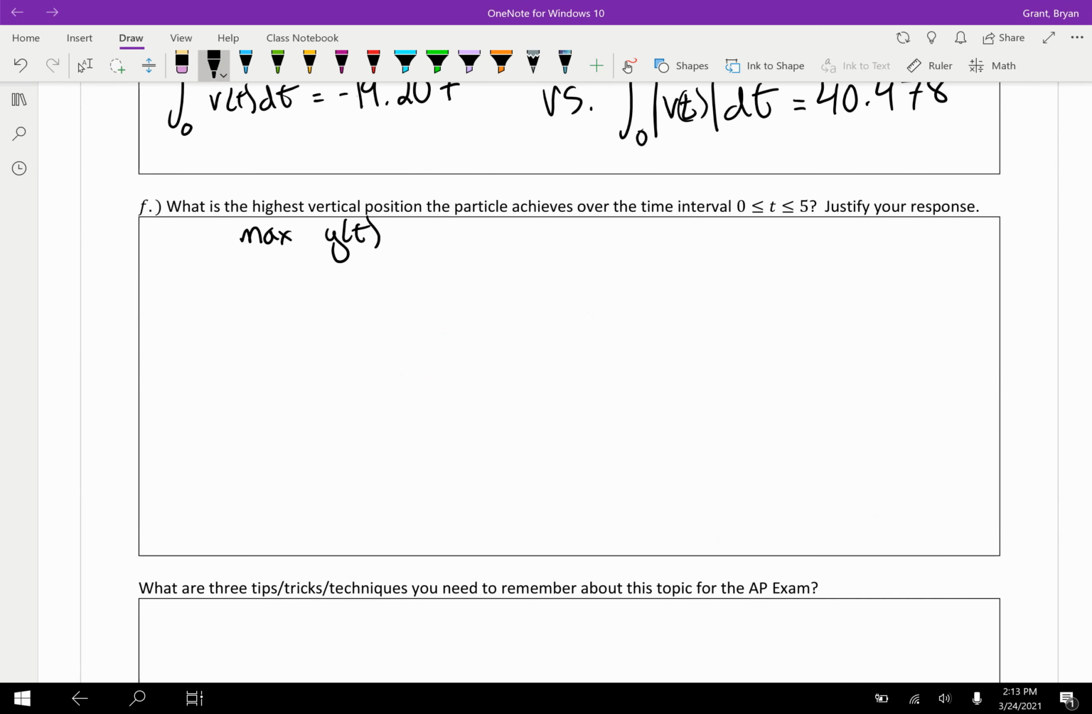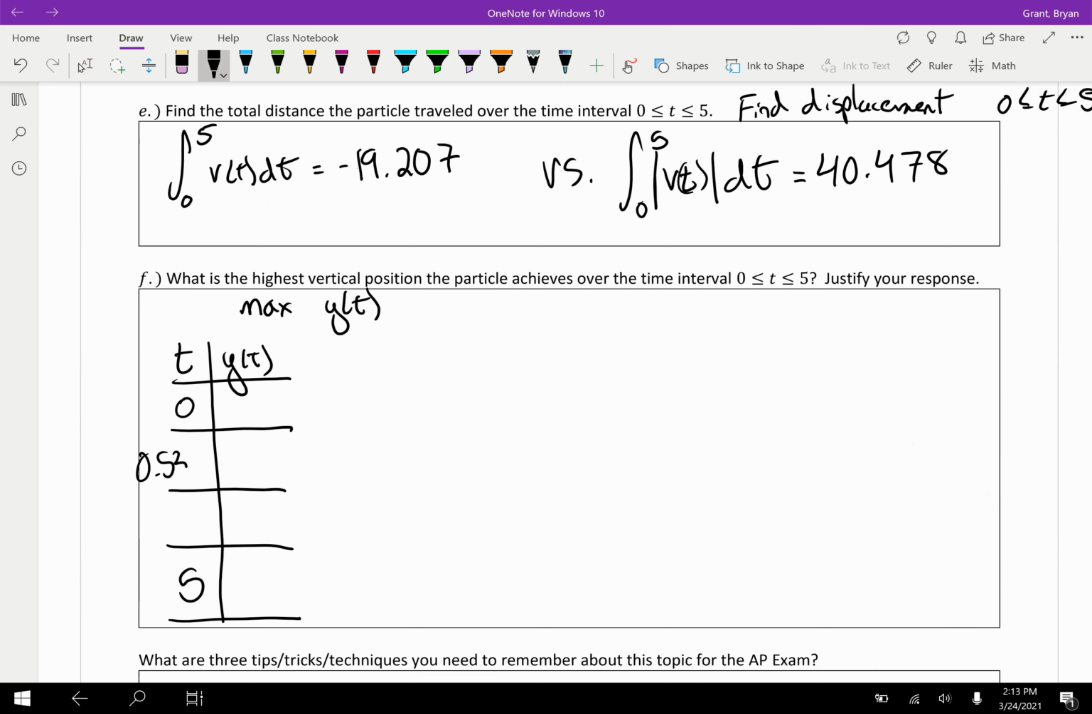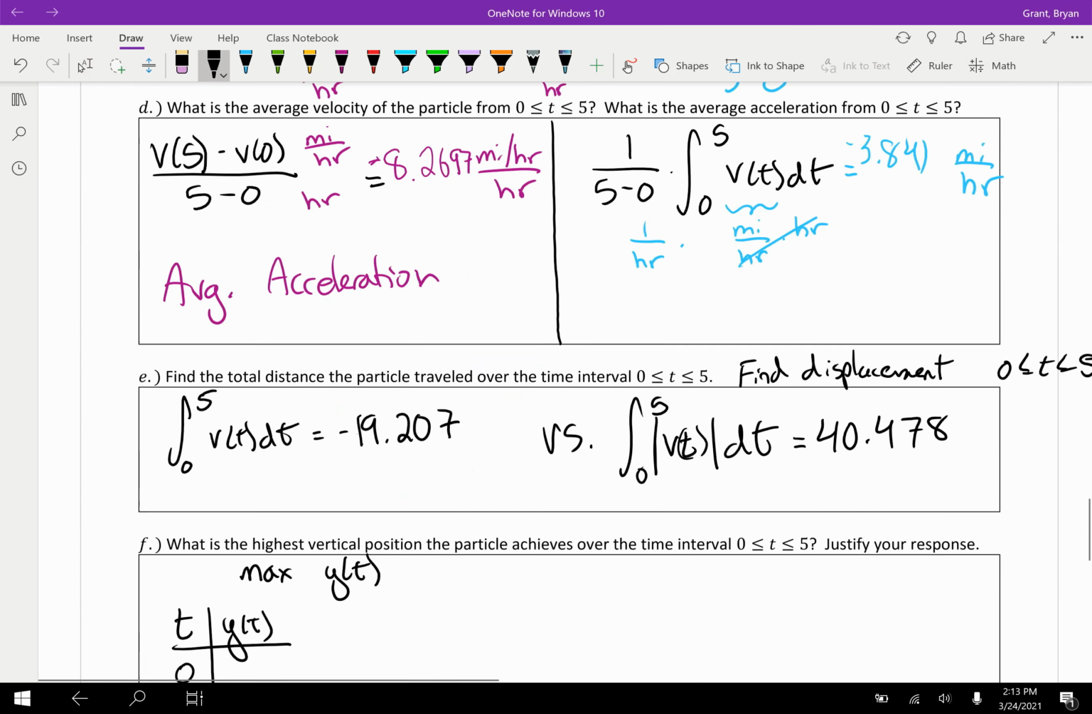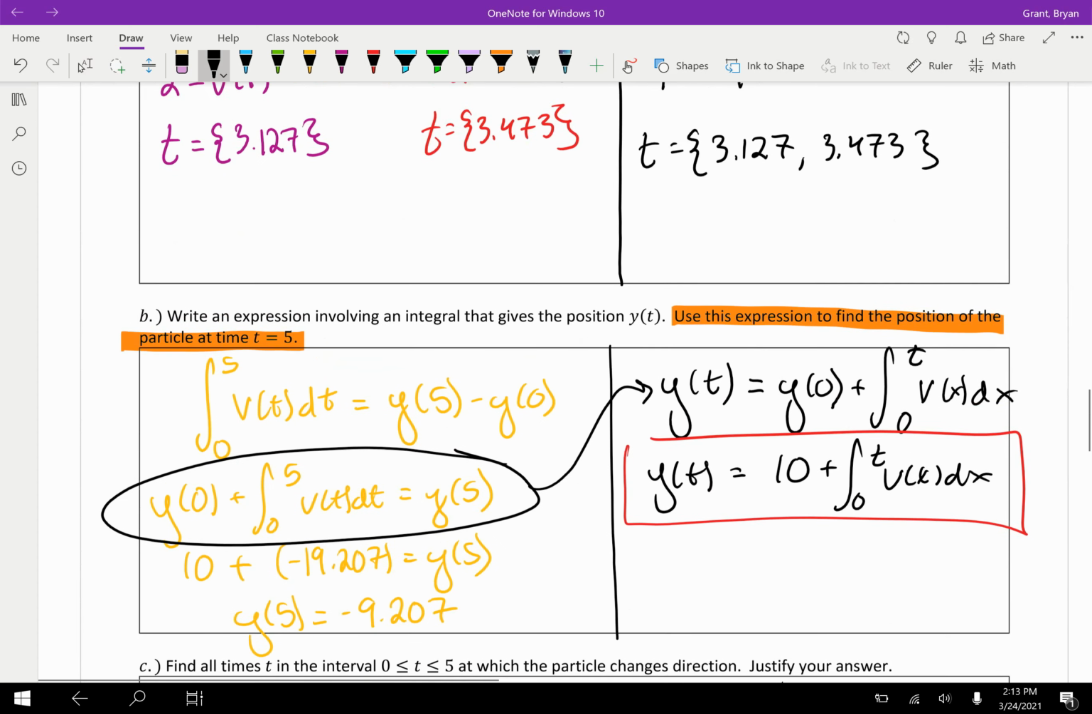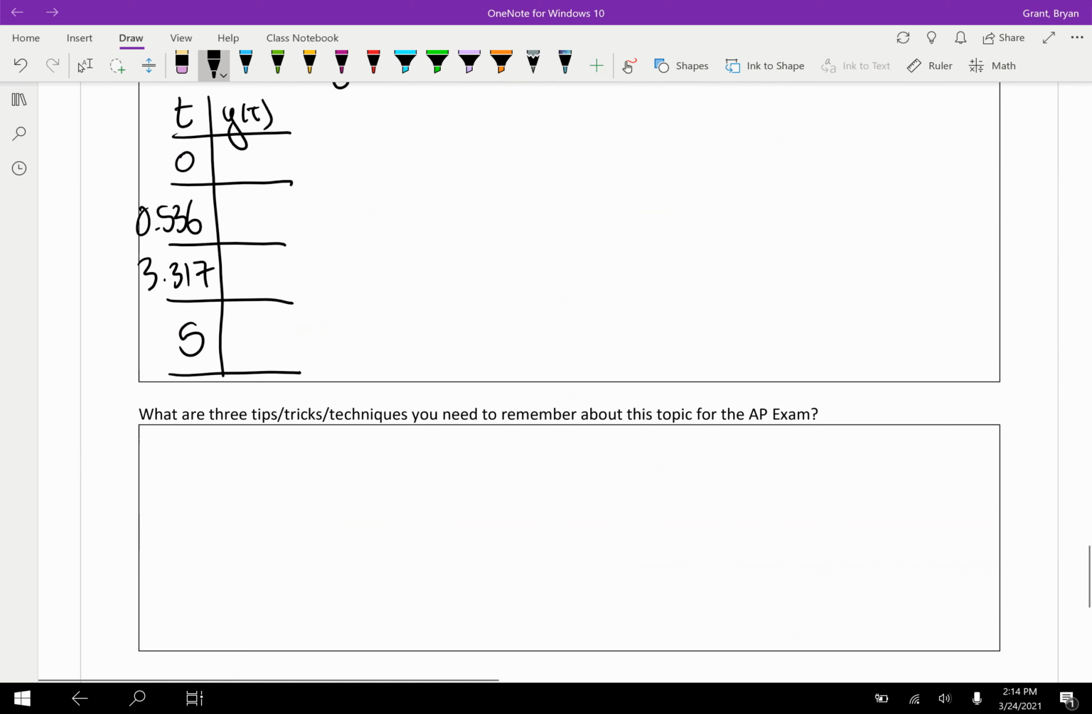So here we go. We have our t value and our y of t value. We had four of these: 0, 5, and then the others, 5.36 and 3.317. Do we know any of these so far? Let's jump back up to earlier. Use this expression to find the position of the particle at t equals 5. We found 5, negative 9.207. And I think they actually gave us y of 0 as 10. So 10 and negative 9.207.